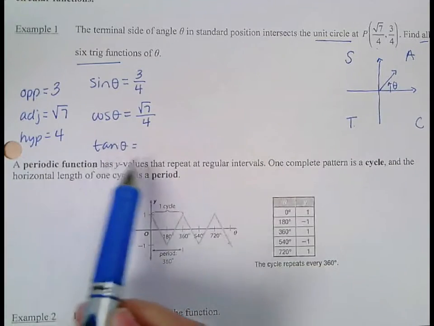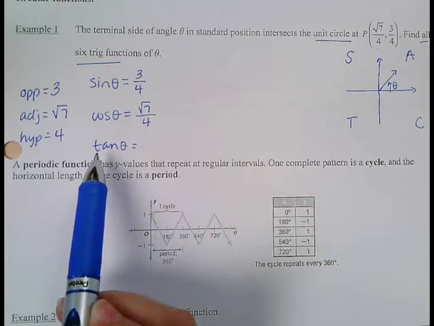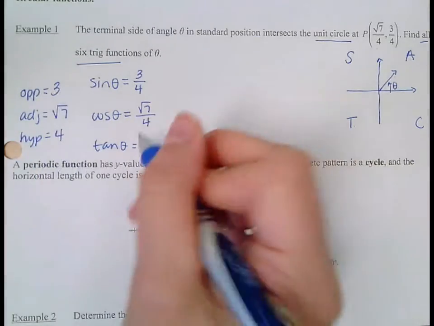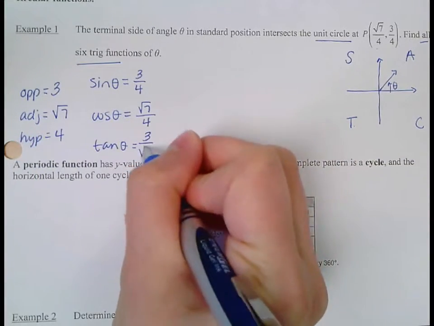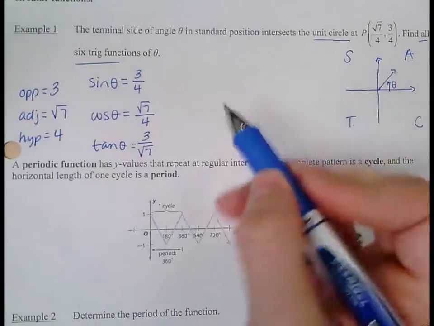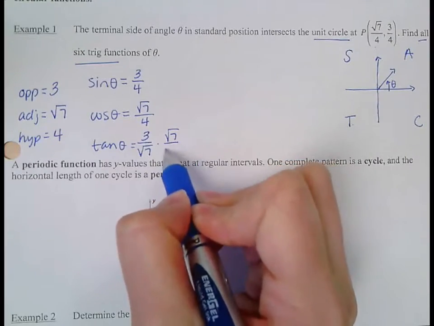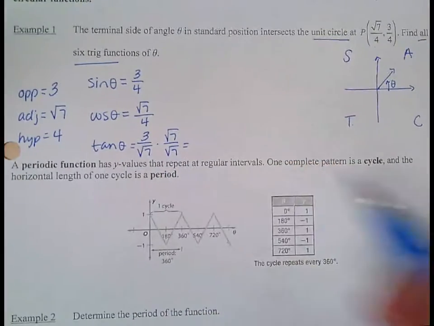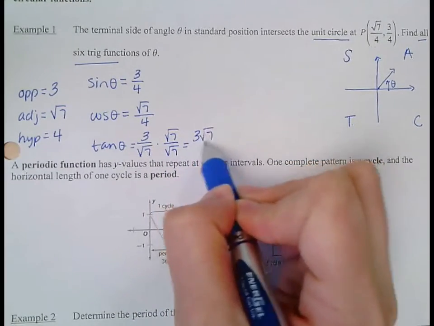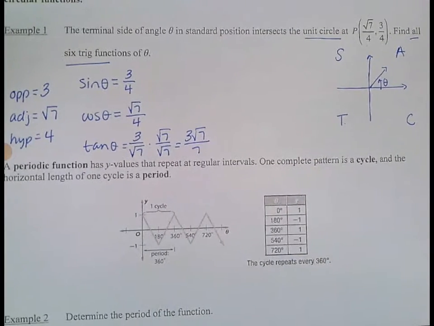So then, if I wanted to find tangent, what ratio is tangent? Opposite over adjacent, so tangent of theta is 3 over the square root of 7. However, we can't leave it that way. It's not simplified. How do we simplify this? So then 3 square root 7 over 7 would be the simplified value for tangent.